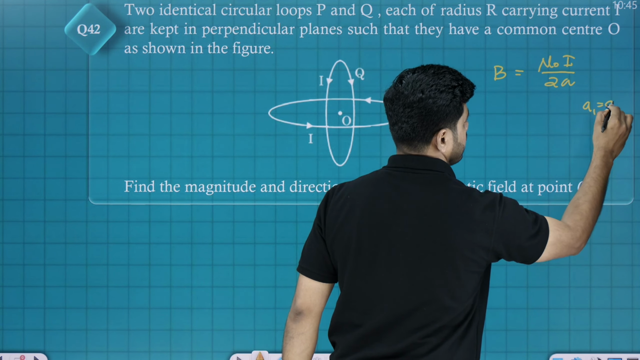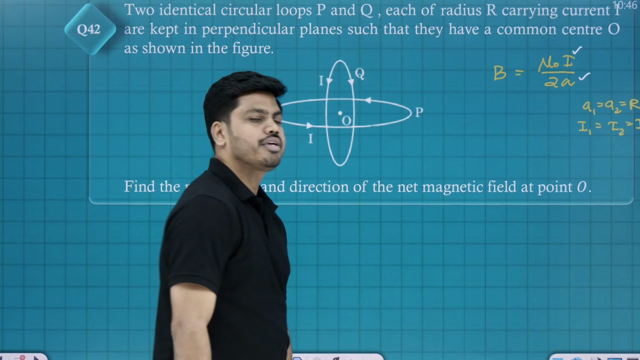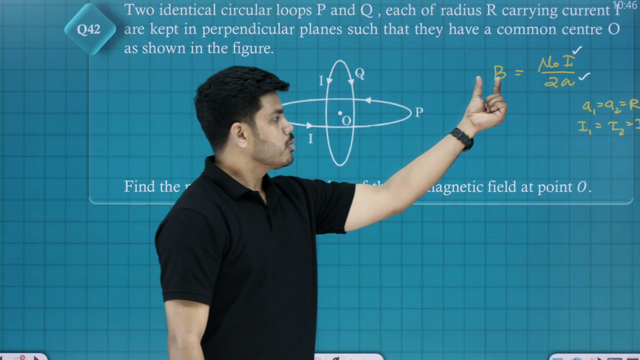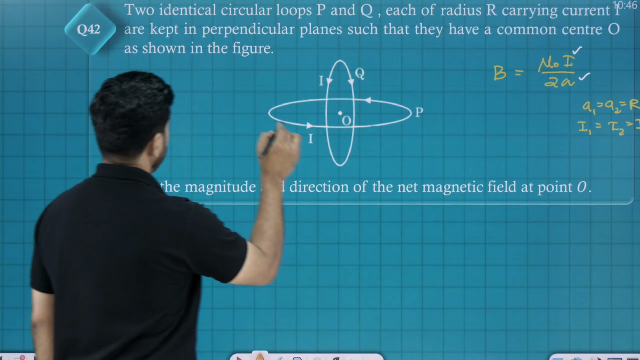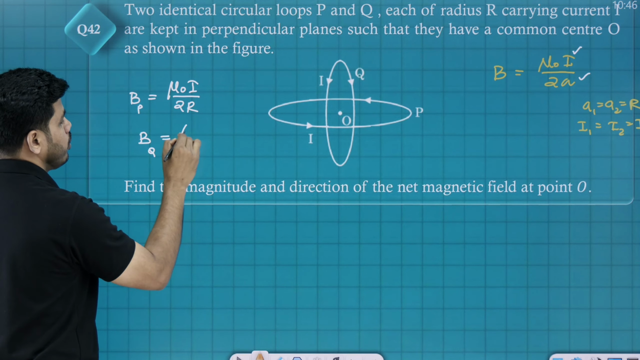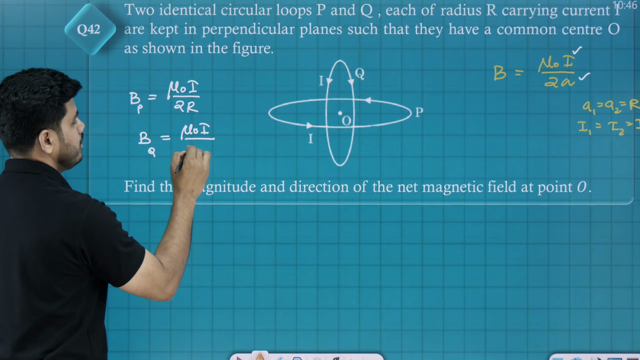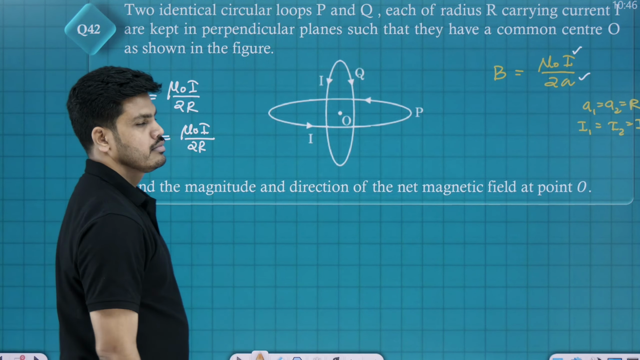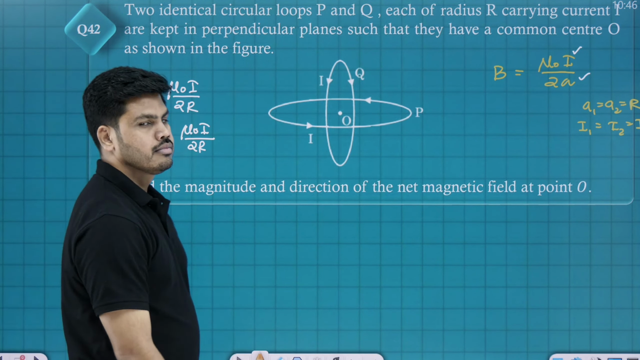Look at the equation. We have the same current and the same radius. The rest of the quantities in the equation are constants, right? So the conclusion is, we can say the magnetic field due to the loop P is mu naught I by 2R. Then the magnetic field due to Q also should be what? Mu naught I by 2R. Correct? They are identical loops and they produce equal magnetic field.